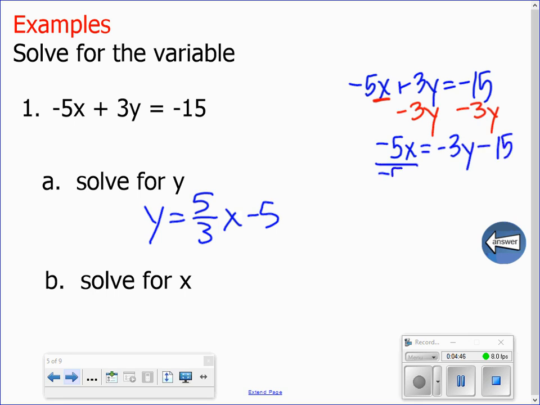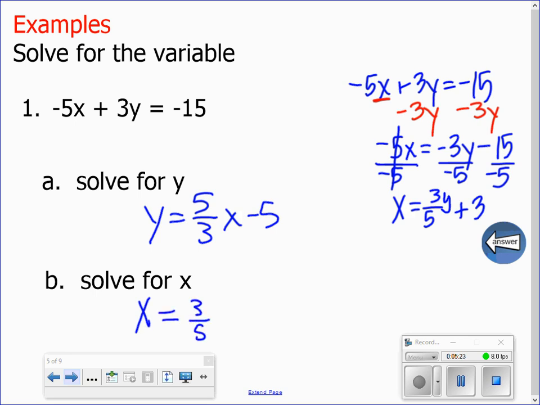We divide everything by negative 5. The 5's go away here. Negative 3 divided by negative 5 is just going to be 3 fifths. The negatives are going to go away because a negative divided by a negative is a positive. We leave our fraction because we want that exact answer. Negative 15 divided by negative 5 would be positive 3. So our equation here would be x is equal to 3 over 5 y plus 3.